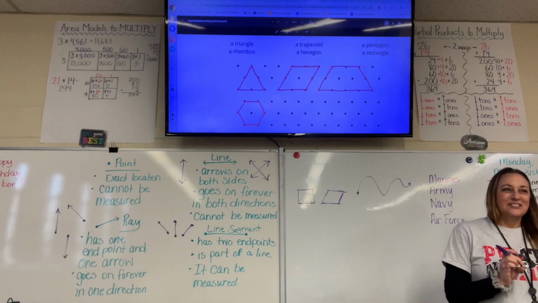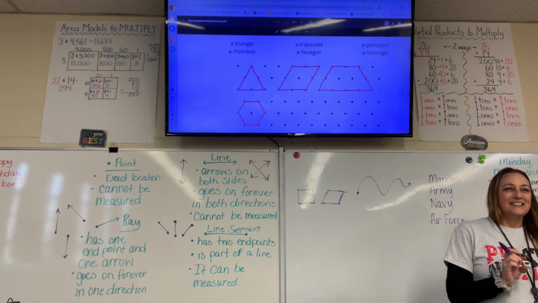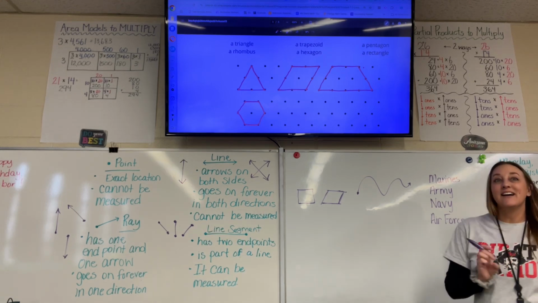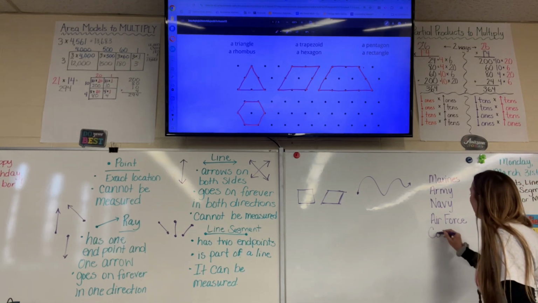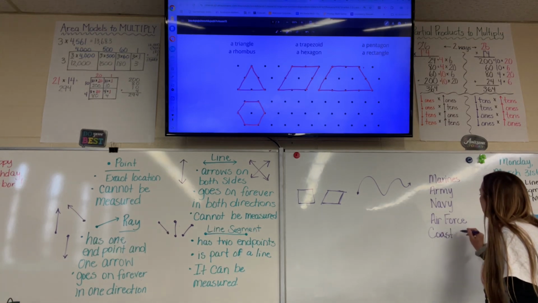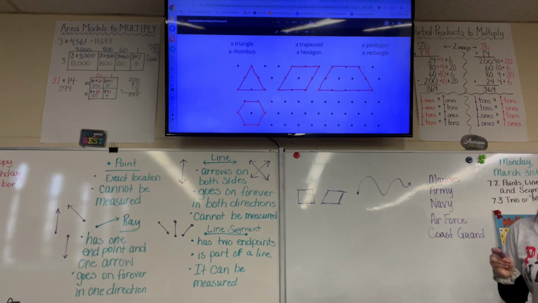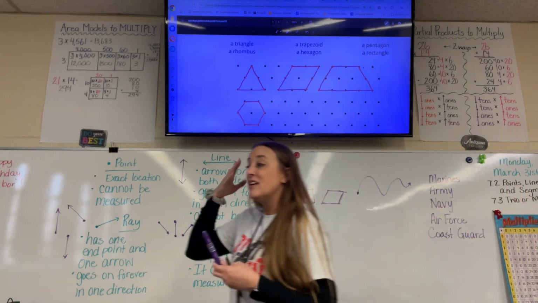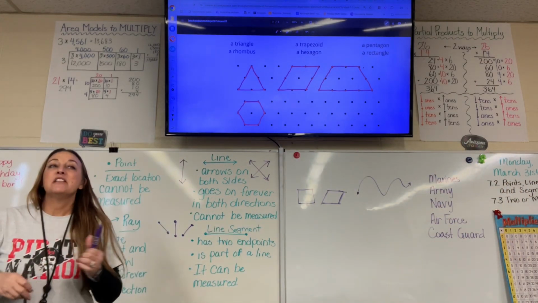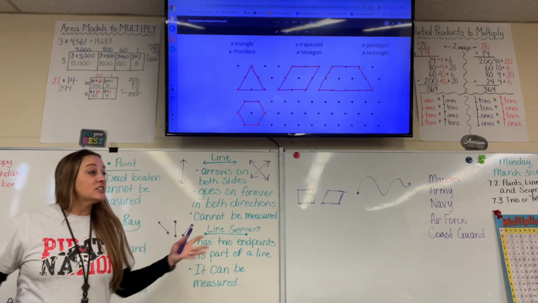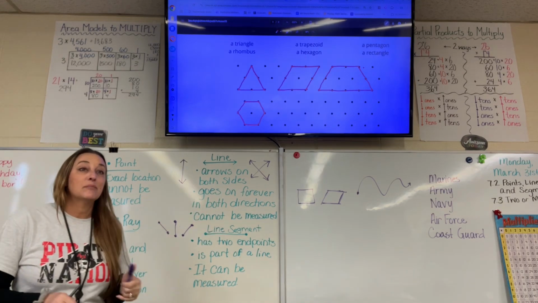Oh, I don't know. The Coast what? Guard. Yeah, the Coast Guard. They are a branch of the military. My brother is actually in the Coast Guard, and people don't always think of them. That's not one that people think of a lot. But they protect our coasts where the waters come in.